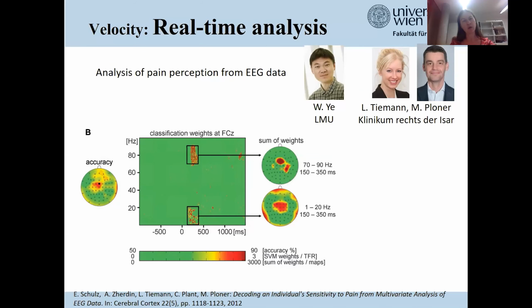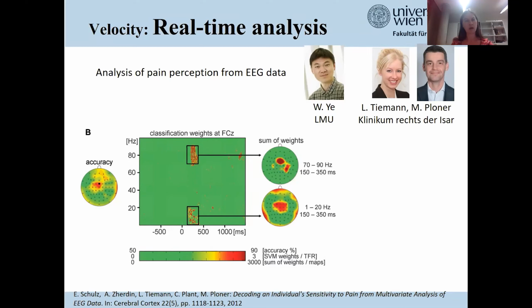And the velocity and the real-time analysis is needed in many cases. For instance, in a joint project with partners from Munich Neuroradiology Klinikum Rechts der Isar, we have been working on a project for real-time analysis of pain perception from EEG data. That is very interesting and important, since for the monitoring of anesthesia, it is very important to know if the patient still has pain or how deep the anesthesia is.